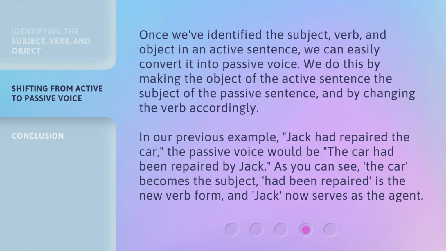Once we've identified the subject, verb, and object in an active sentence, we can easily convert it into passive voice. We do this by making the object of the active sentence the subject of the passive sentence, and by changing the verb accordingly. In our previous example, Jack had repaired the car. The passive voice would be, the car had been repaired by Jack. As you can see, the car becomes the subject, had been repaired is the new verb form, and Jack now serves as the agent.